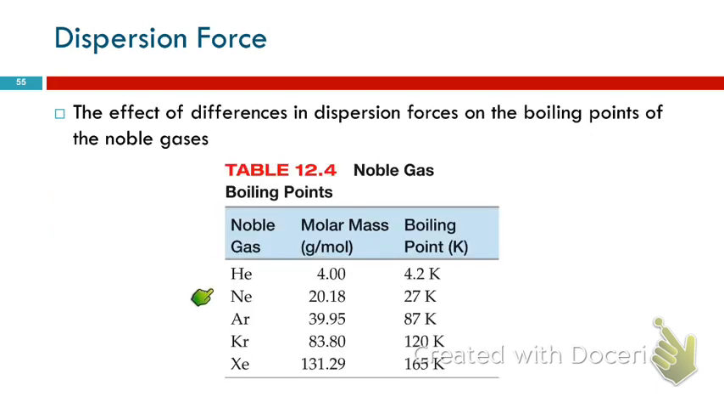So here we have the noble gases, and we learned that the size of the atoms increases as we go down. The molar mass of these also increases as we go down. Molar mass is roughly correlated to size, but not exactly, right? Because as you go across, molar mass increases, but size decreases. So we can look at the boiling points of these noble gases.